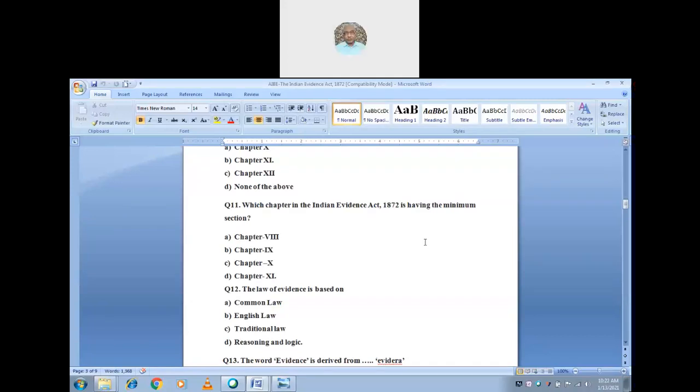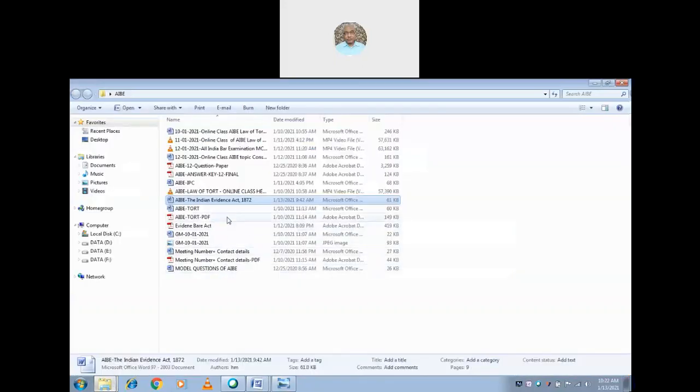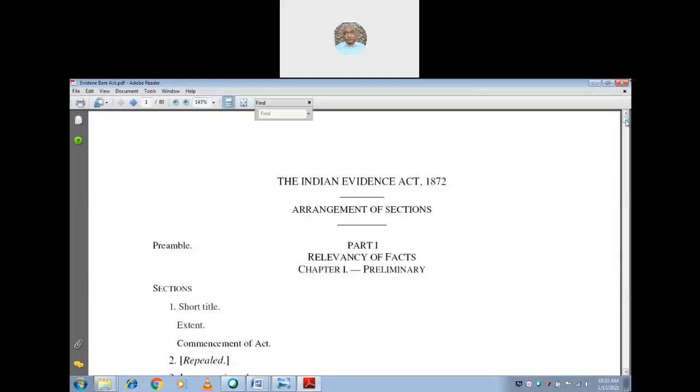Which chapter in the Indian Evidence Act has the minimum number of sections? If you see chapter 11, there is only one section. I will show you what that section is. Yes, it's the Bear Act. Only one section is there in chapter 11.